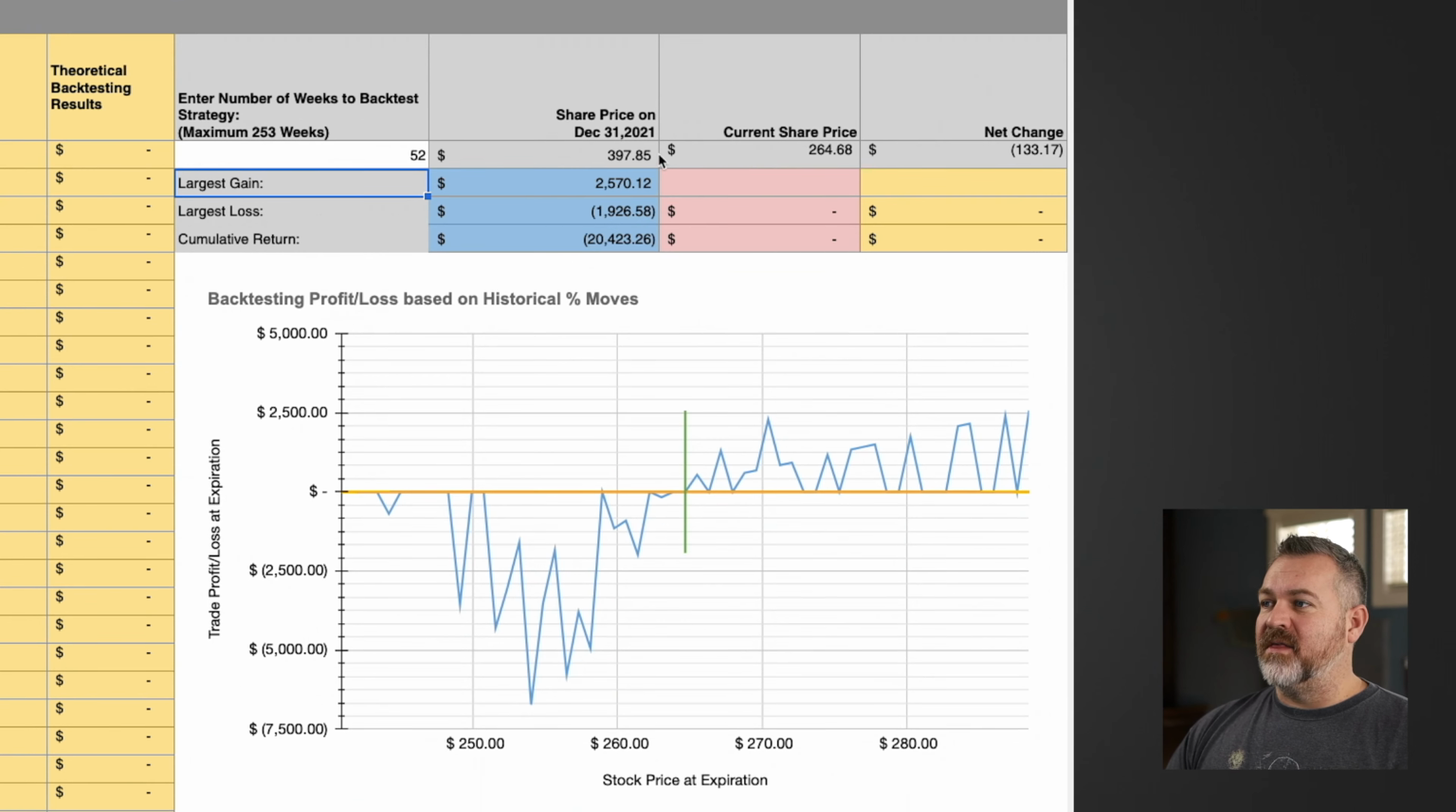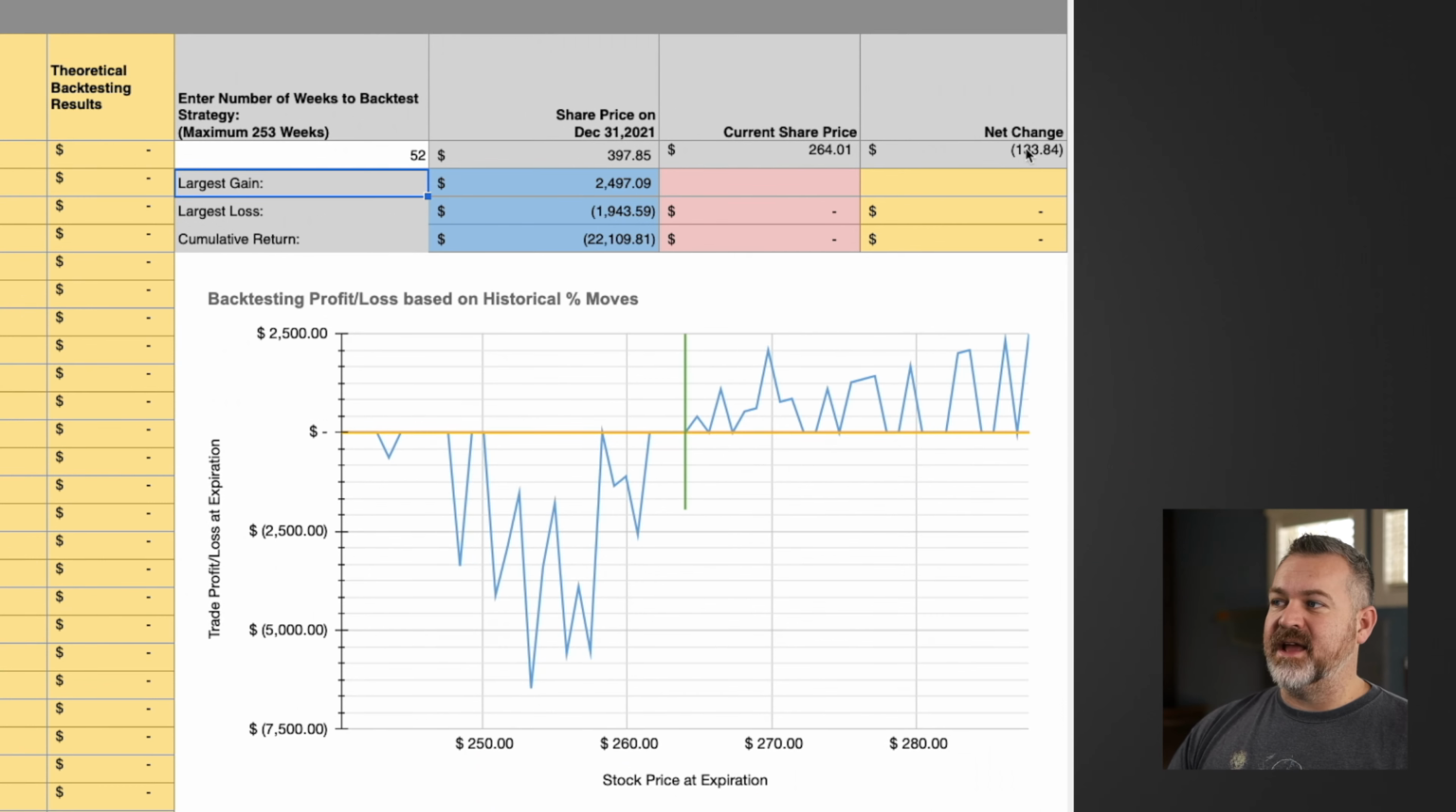So the share price has had a net change from 397 last year to 264 this year, which is a $13,000 reduction from a $39,000 position to a $26,000 position. So this would have been a net change of 13,000. And this particular strategy would have a cumulative return of negative 22,000. So it actually performed very poorly in 2022, but it was a grinding down year.